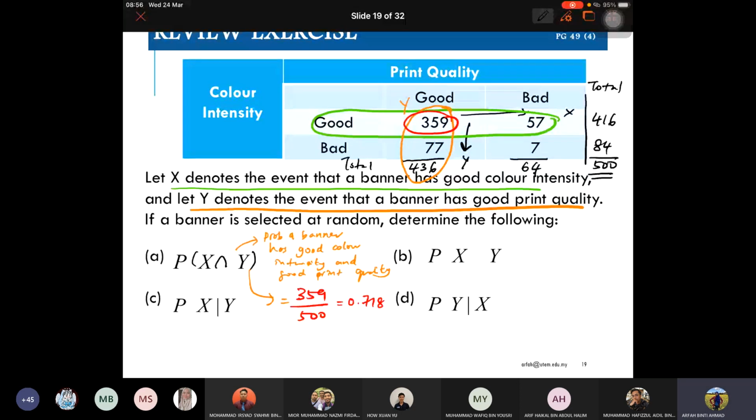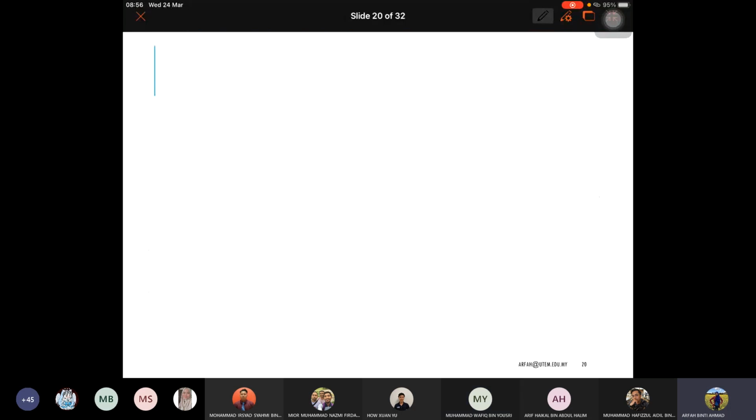Faham? Ada soalan tak yang ni? Kena faham tengok table. So kita tengok yang B pula, dia minta probability of X or Y prime? Cuba kira, dapat tak? Maksudnya satu banner tu dia ada good color intensity but not good print quality. Okay. Probability of X or Y prime. Cuba kira this one.